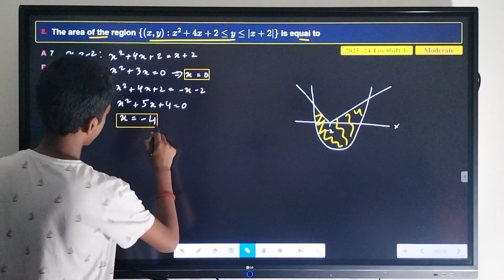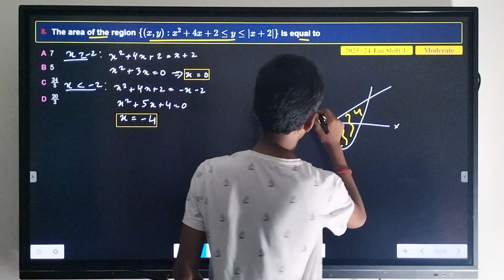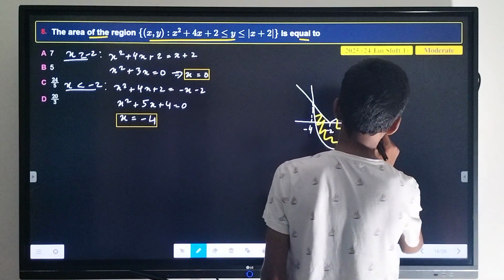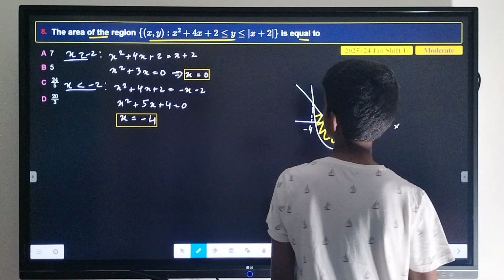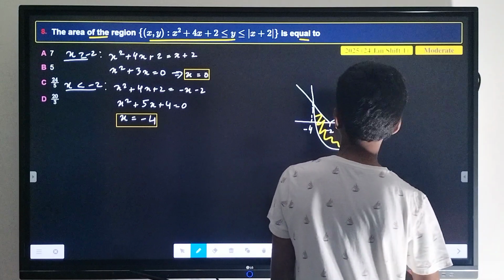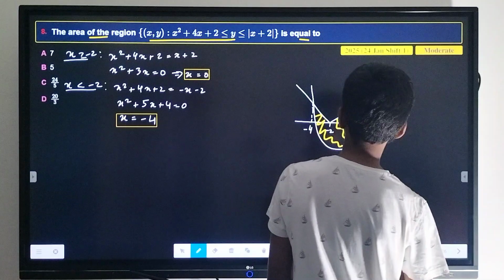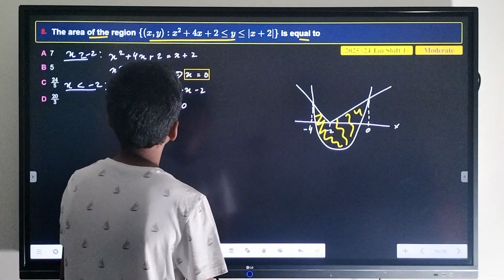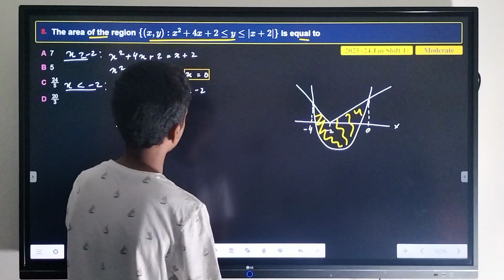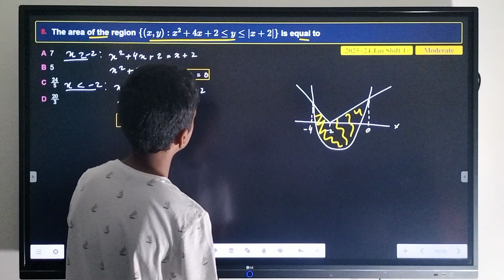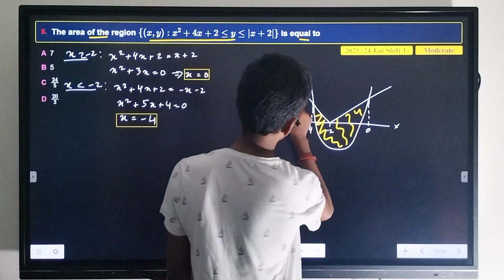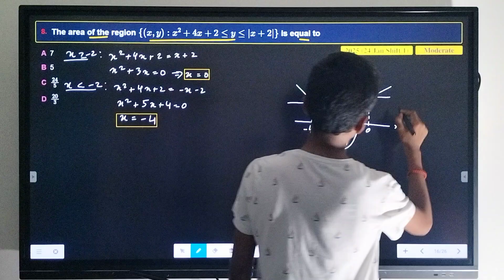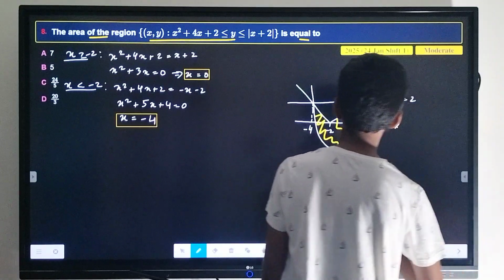So from here, this is at minus 4 and this is at 0. At x is equal to 0, this will be 2, and at x is equal to minus 4, again it will be 2. So these 2 points are on one line, and the line is y is equal to 2.